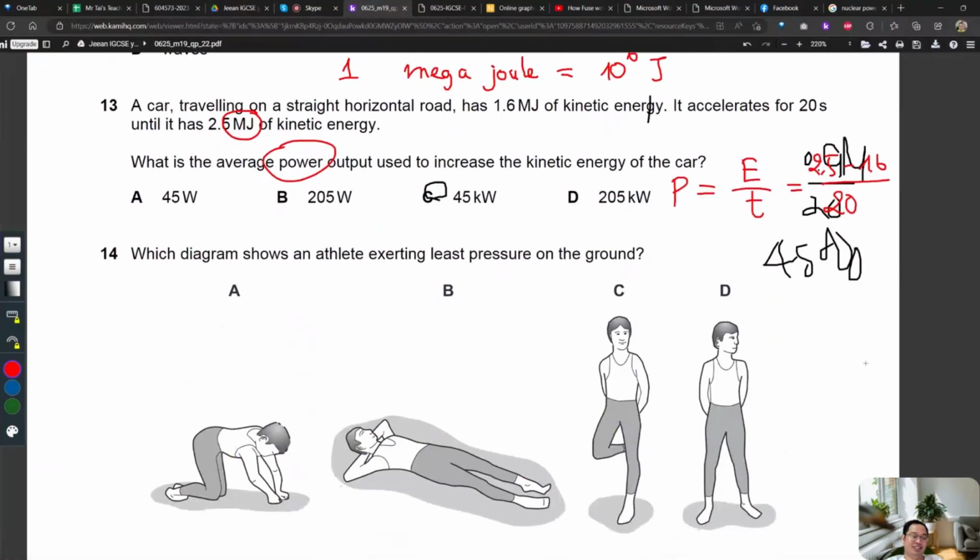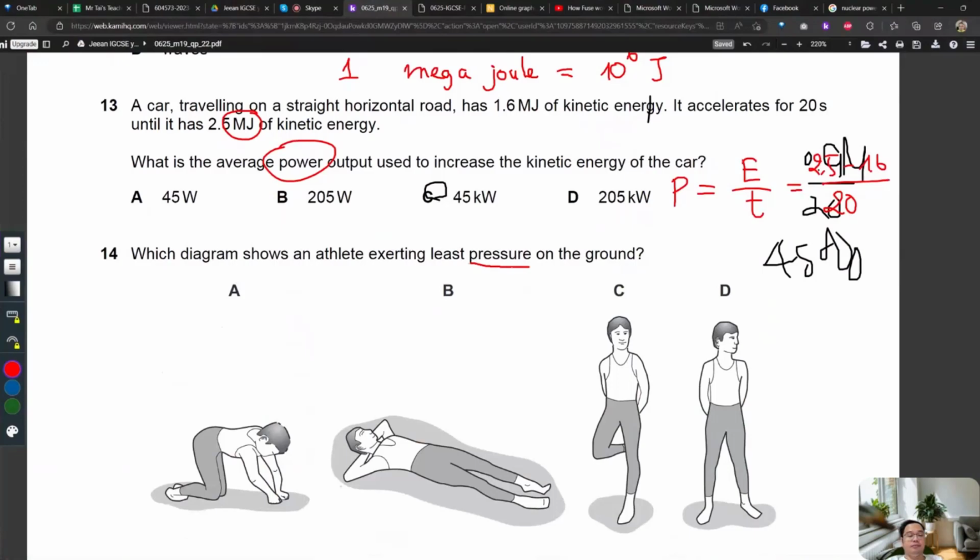Oh my God, what is this? Which diagram shows the person exerting the least pressure on the ground? Very easy, huh? Least pressure. What is the equation for pressure? And what does it mean by pressure?